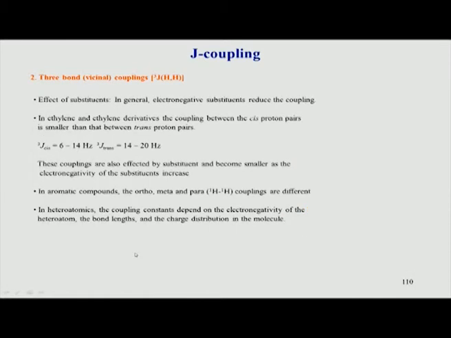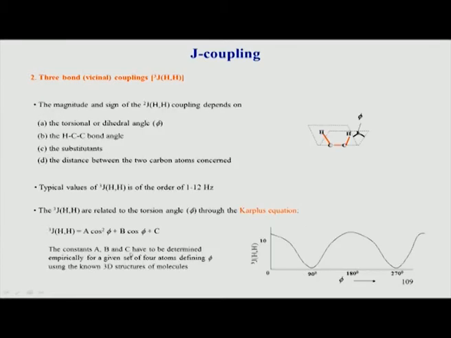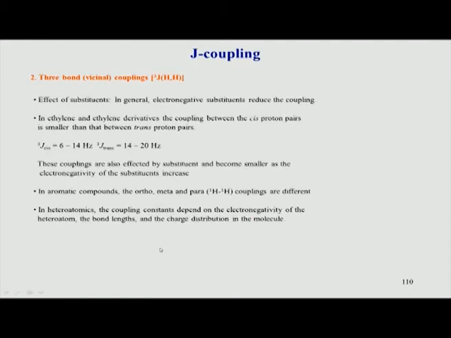This is one of the very famous equations which is used, given a phi value, to calculate J, or vice versa, given a J value, to at least estimate the bounds, the possible values of phi. Further, the effects of substituents depend on the structure of the molecule, and you can see here that in aromatic compounds there are long range couplings and the ortho, meta, para couplings between the hydrogens are different.